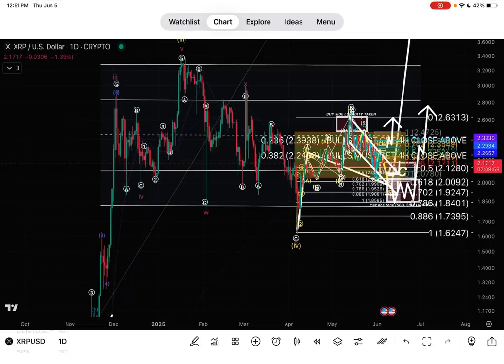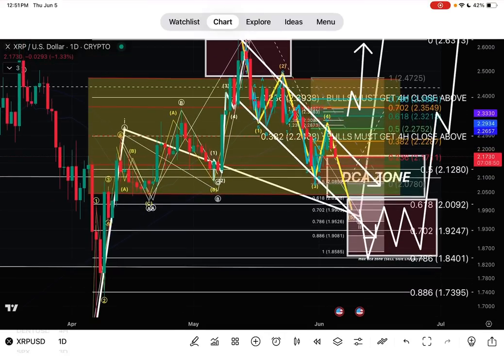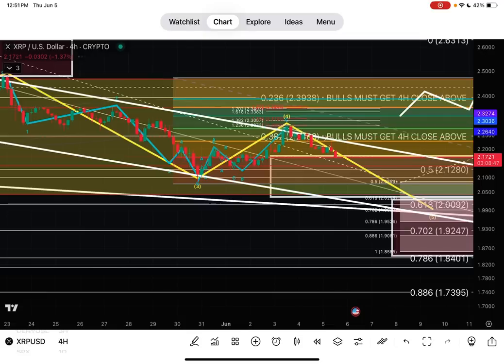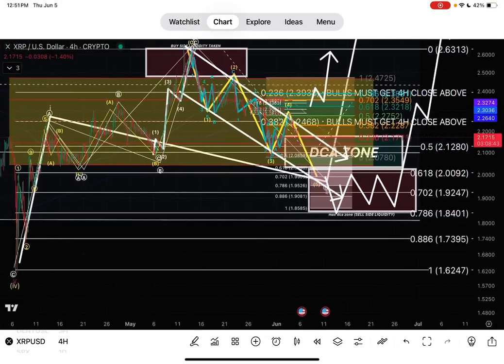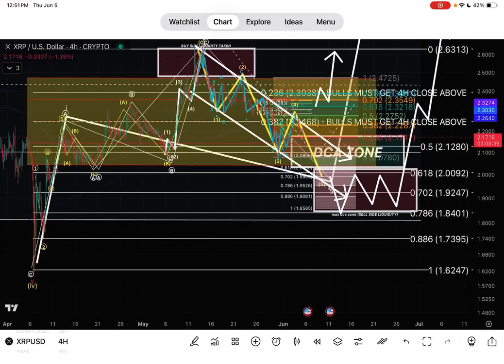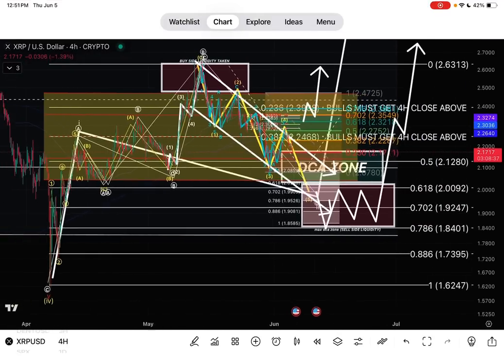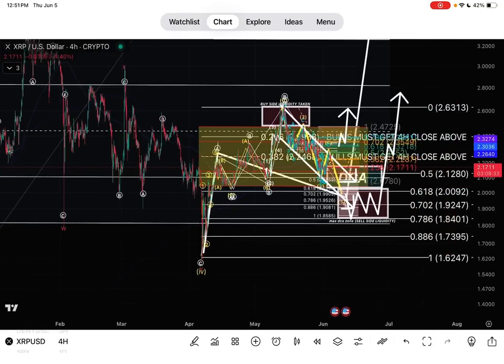So just change your perspective and see how far we've come, but also realize that when you're in the thick of it, it may seem like it's never ending and it's very painful, but just look at it from a place of opportunity. You want to slowly DCA in. Don't ape in all your money at once into one order. And yeah, just position yourself before we get that markup phase.